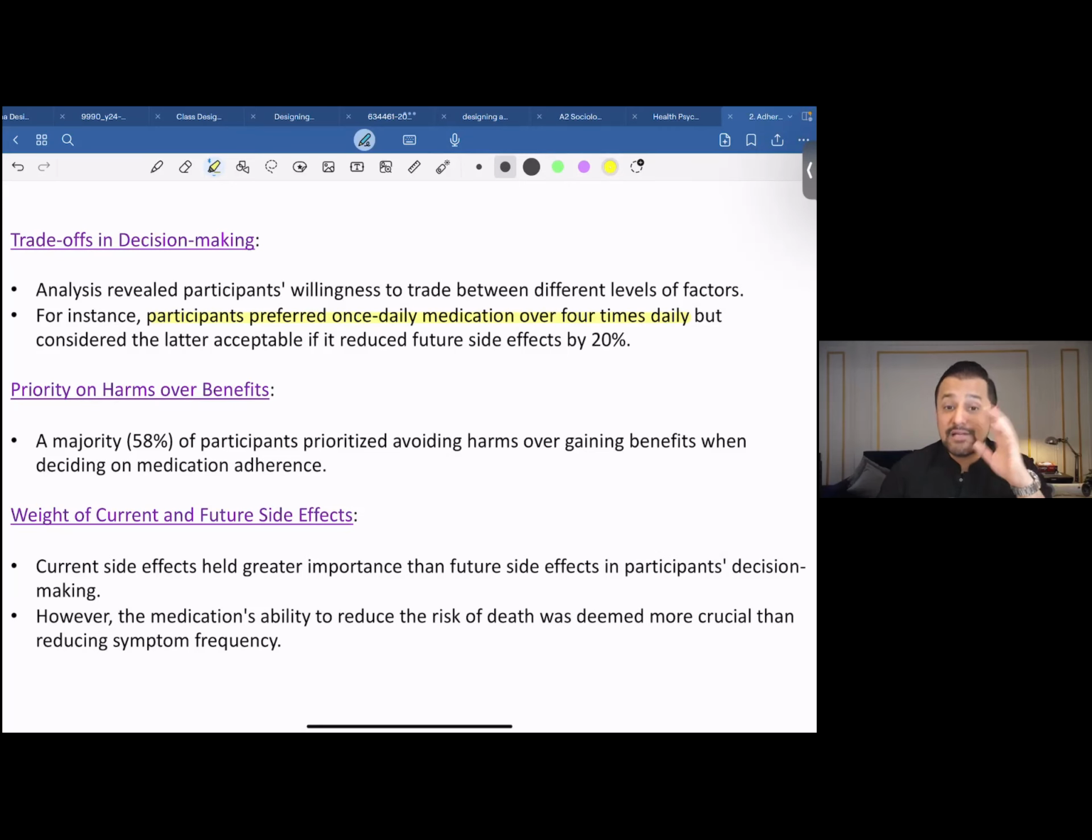But the latter was acceptable. That is the latter. What is latter over here? The four-time daily option. This was again acceptable only if the future side effects were reduced by 20%, right? If the future side effects were reduced by 20%, yes, patients did not even mind taking medicines four times a day. The next one over here, priority on harms over benefit.